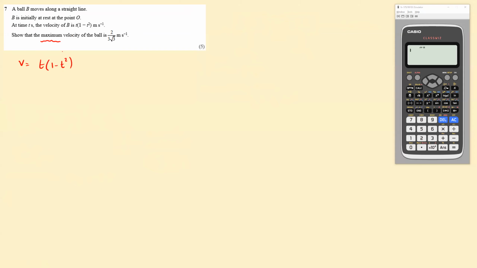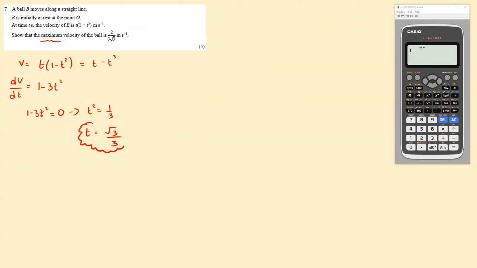And right now, this might help you see that the rate of change of velocity with respect to time, we can actually work that out. So this is t minus t cubed, and the derivative is going to be 1 minus 3t squared. The maximum occurs when that differential is 0. So 1 minus 3t squared equals 0. That implies that 3t squared is 1, so t squared is equal to a third. So t is equal to 1 over root 3, or root 3 over 3.